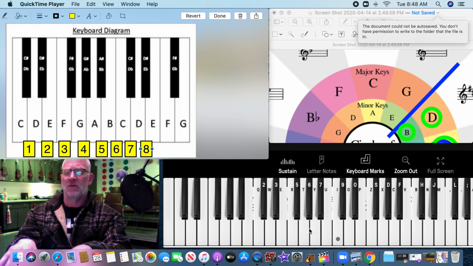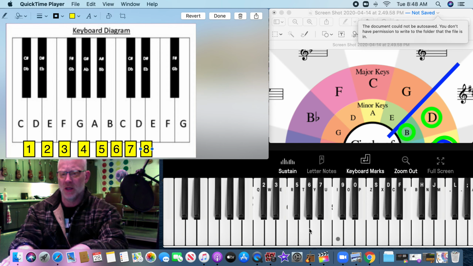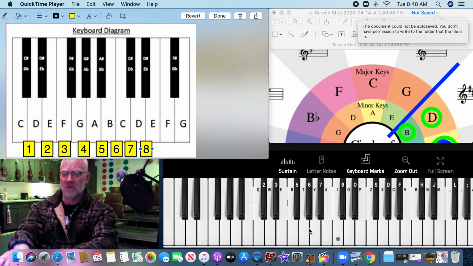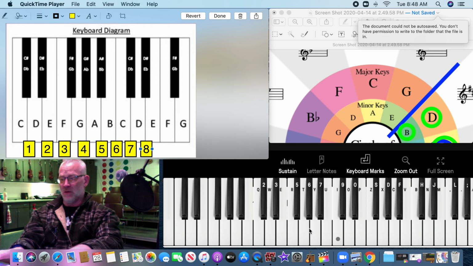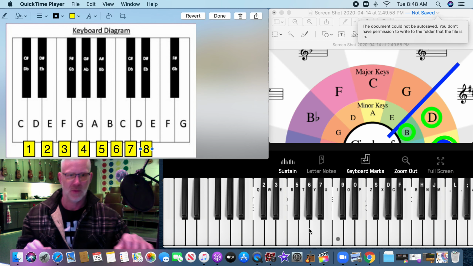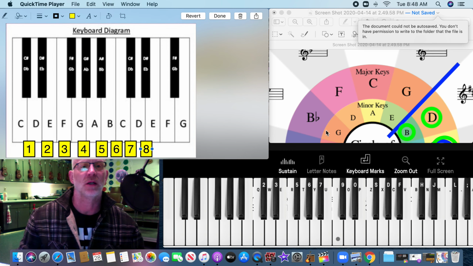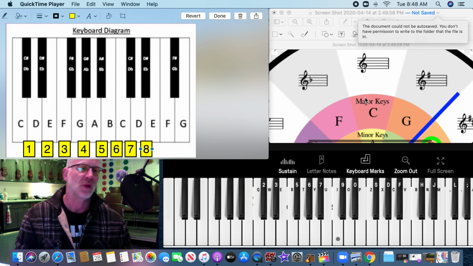Circle of fifths, circle of fifths. Nothing's cooler than the circle of fifths. Right?